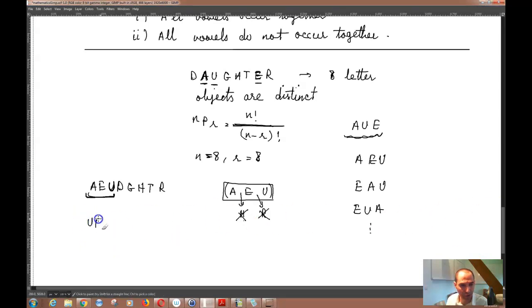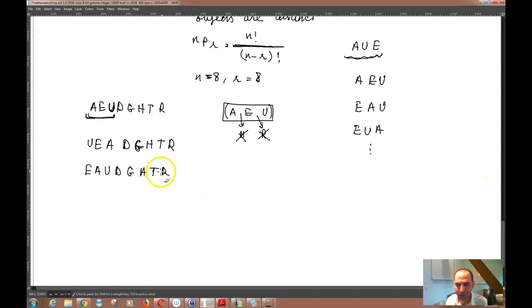I can write it as UEA, for example, then DGH, for example, TR, or I can write this same word as, for example, EAU, and then DGHTR, or I can have, for example, UEA, or EAU, or, for example, UE, and then DGHTR, and so on and so forth. So you want to take into consideration also the permutations of these 3 letters as well.